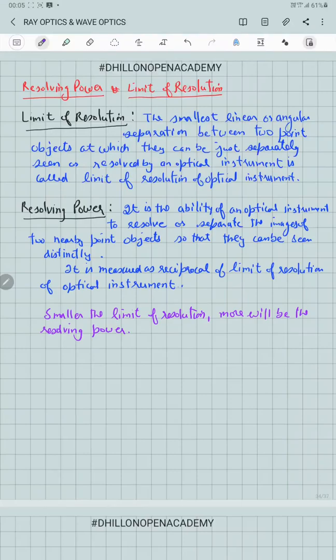Welcome to the next part. Now we are discussing resolving power and the limit of resolution.